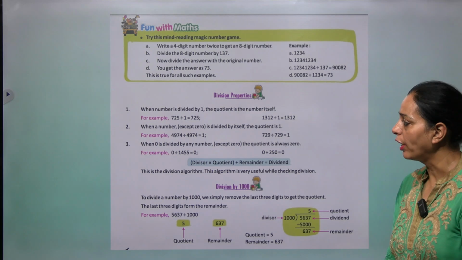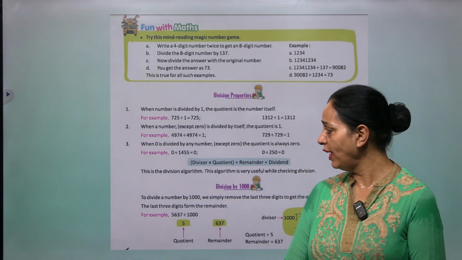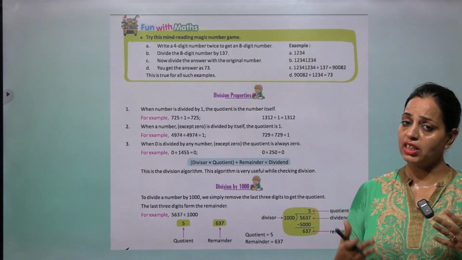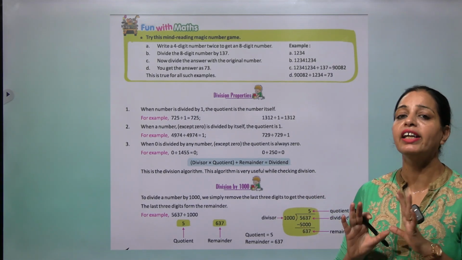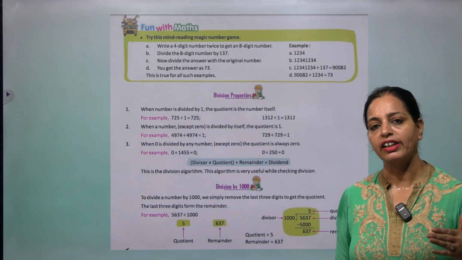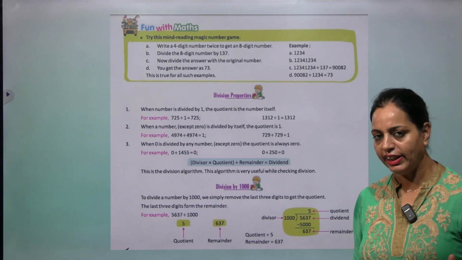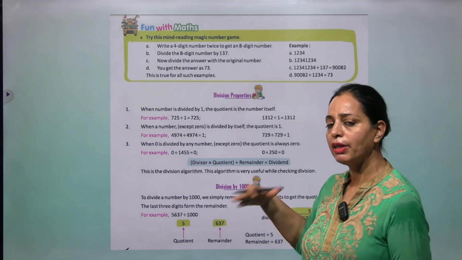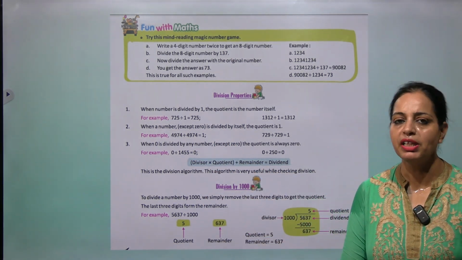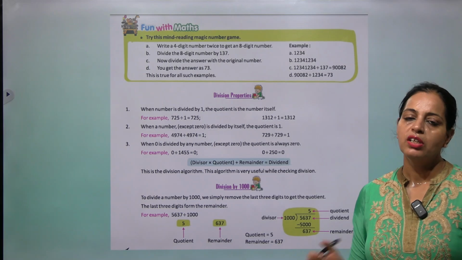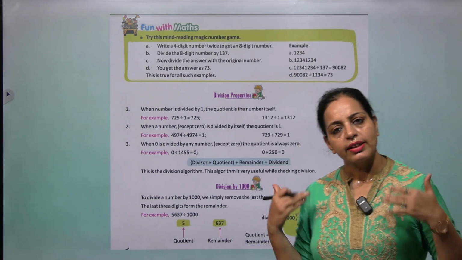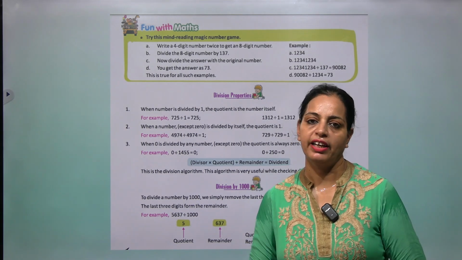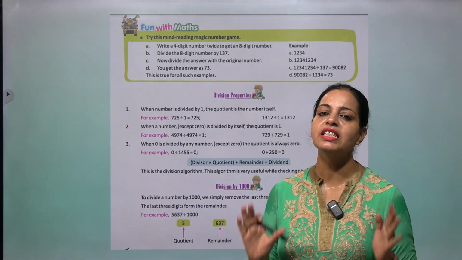Now, third point, when 0 is divided by any number, अगर हम 0 को किसी number से, मतलब 0 से नहीं करेंगे, 0 से हम कभी भी किसी number को divide नहीं कर सकते, because that is not defined, वो defined ही नहीं है. अगर हम 0 को किसी भी number से divide करेंगे, that would be 0. 0 divided by 2, 0. 0 divided by 100, 0. 0 divided by 9, 0. 0 को हम किसी भी number से divide करेंगे, you will get only 0.